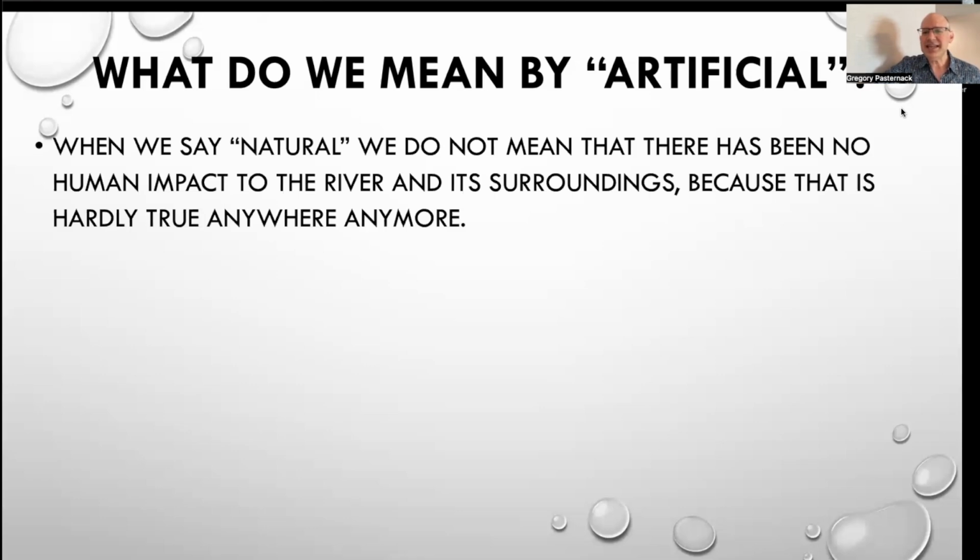So when we say natural and we're talking about river, we don't mean that there has been no human impact. We're not talking about fairyland here. We're talking about the earth. Humans roam around. We do all kinds of things all over the earth. Humans make an impact. Natural doesn't mean that there's been no human impact to the river and surrounding, because that's just not what you see anymore. Almost everywhere on Earth has been impacted in various ways by human impacts.